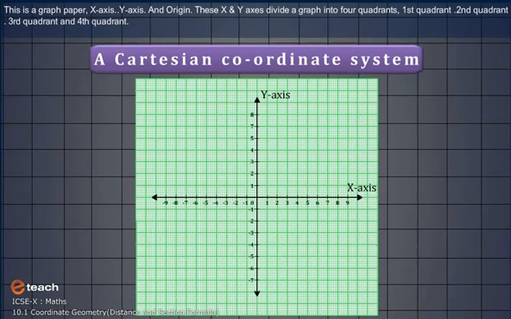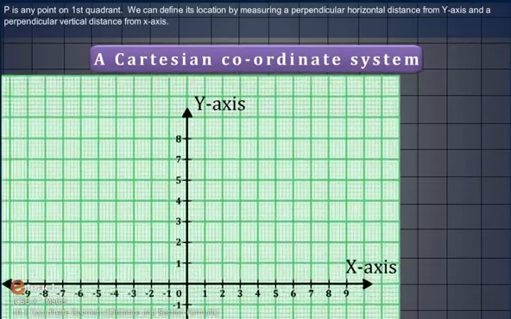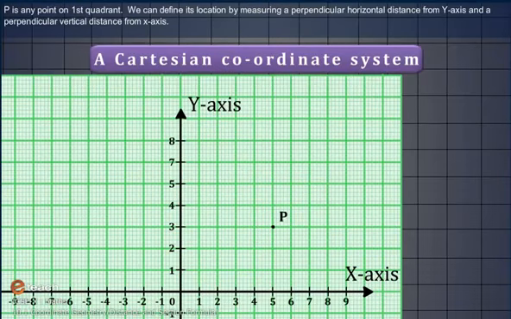These x and y axes divide a graph into four quadrants. First quadrant, second quadrant, third quadrant and fourth quadrant. P is any point on first quadrant. We can define its location by measuring a perpendicular horizontal distance from y-axis and a perpendicular vertical distance from x-axis.